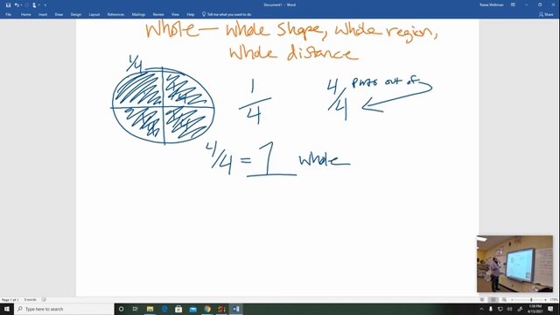This goes for any type of fraction. It would be the same if I said 100 out of 100. It would still be 1 whole. If your numerator and denominator are the same, that means you have 1 whole. And that's really important to remember.